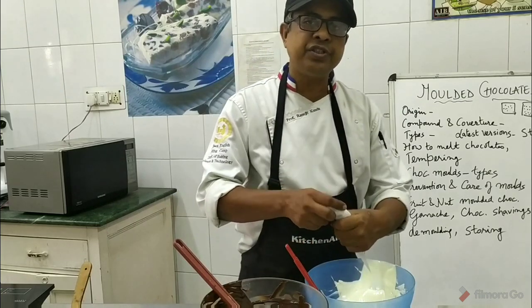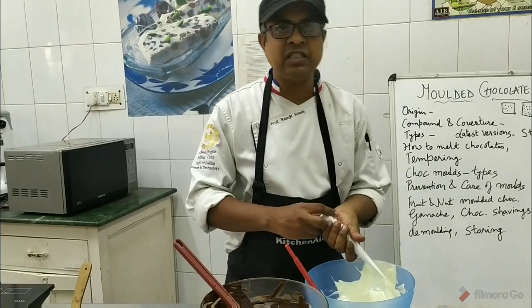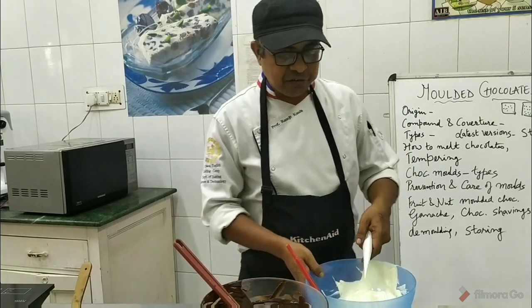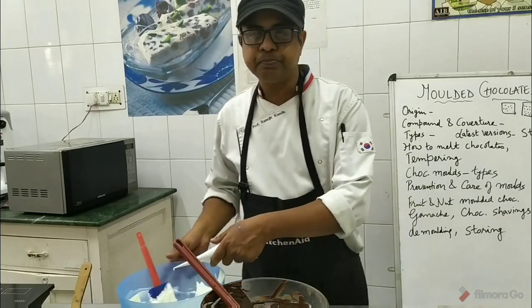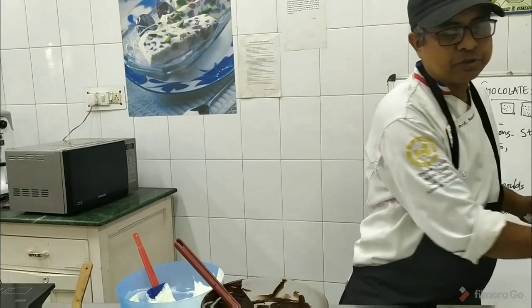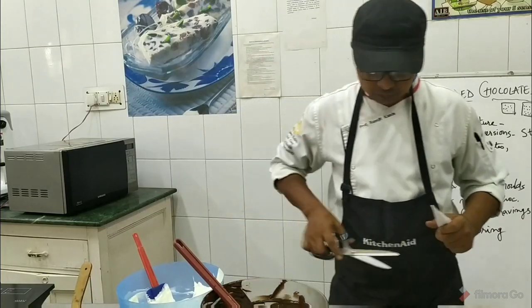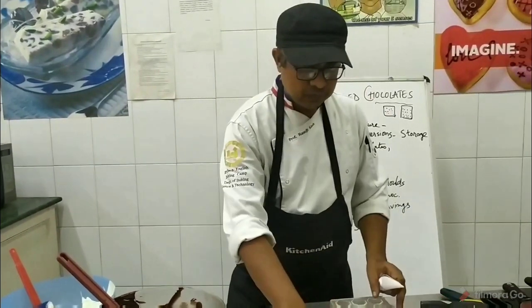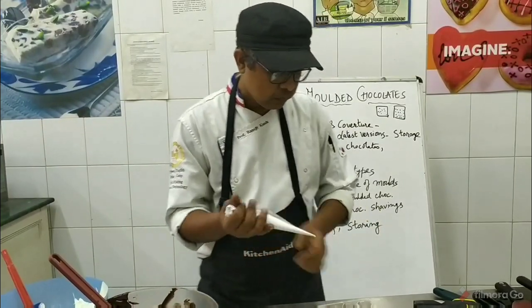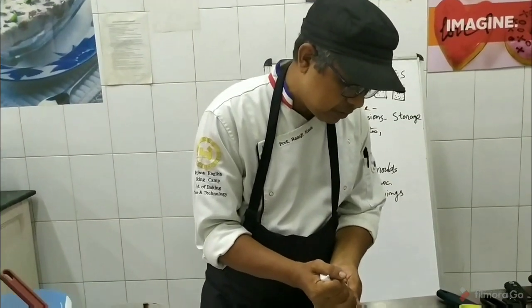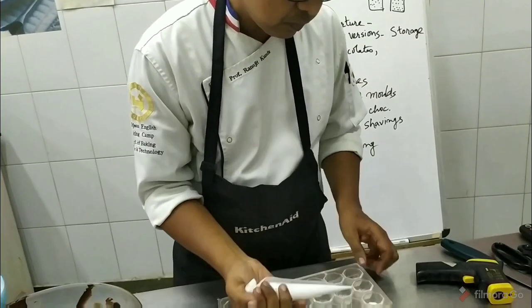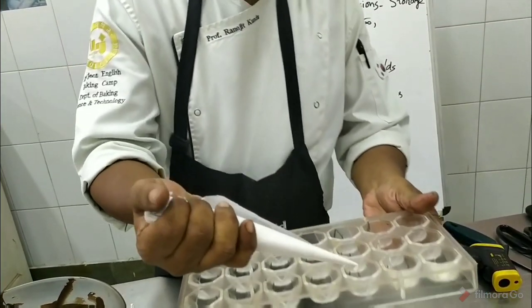If you have a look at the whiteboard, we said that in the beginning of the class we will be understanding the different types of molds, the material. So what we do is we pipe a little bit. I can show it here.